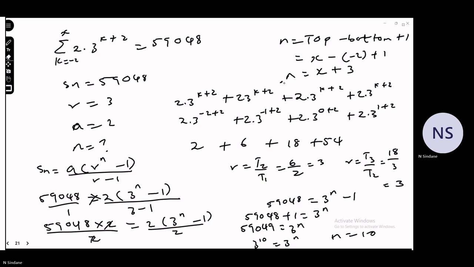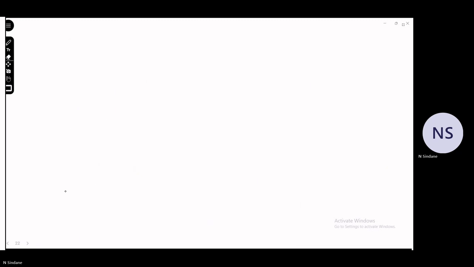We can substitute it here now. Our formula says n is equal to x plus 3. But n is 10. So 10 is equal to x plus 3. This to the other side, 10 minus 3 is equal to x. Therefore, the value of x is equal to 7.